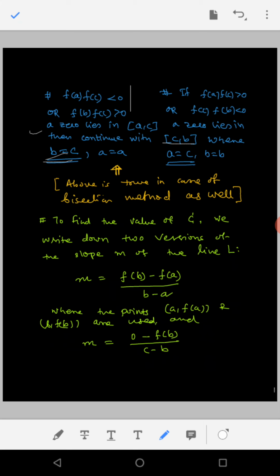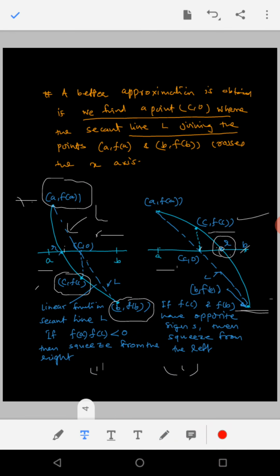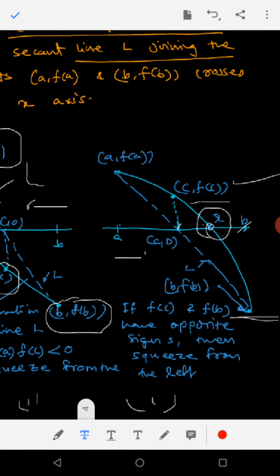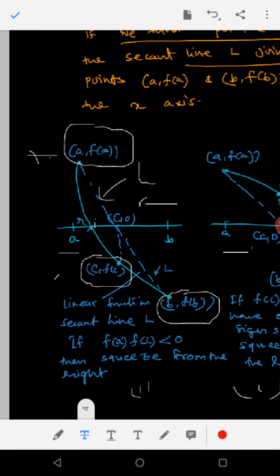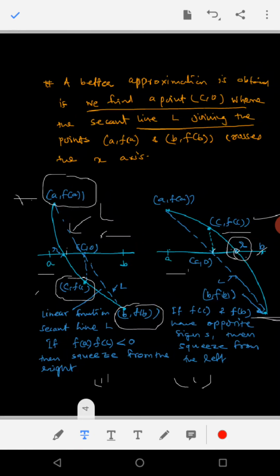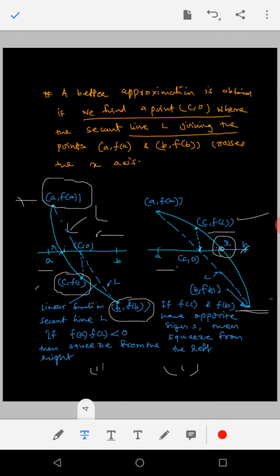If fa times fc is less than 0, you take b equal to c and keep a equal to a as it is for the next iteration. And if the second condition arises, fa times fc is greater than 0, then take a equal to c and b equal to b. The geometrical interpretation of this is given in this figure, and you have to understand it clearly, applicable both to the bisection method as well as the false position method.